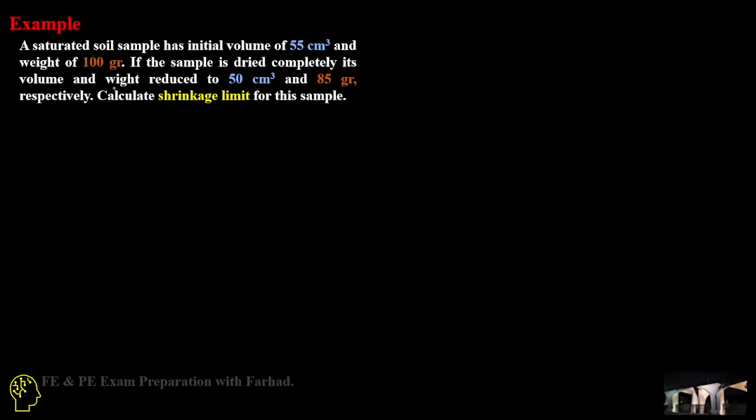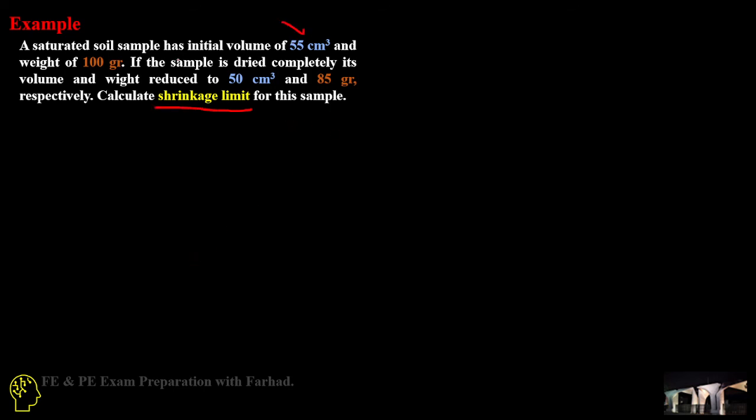Let's put it to an example. A saturated soil sample has an initial volume of 55 cubic centimeters and weight of 100 grams. If the sample is dried completely, its volume and weight are reduced to 85 grams and 50 cubic centimeters, respectively. Calculate the shrinkage limit. We want to know what the shrinkage limit is.